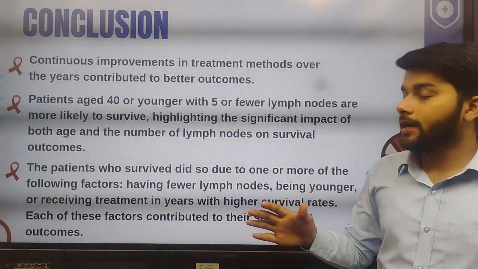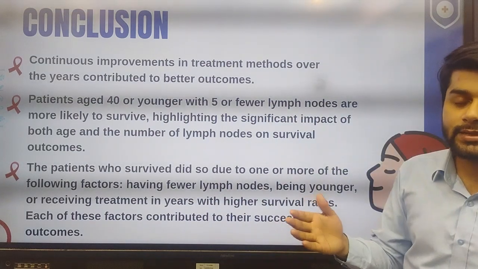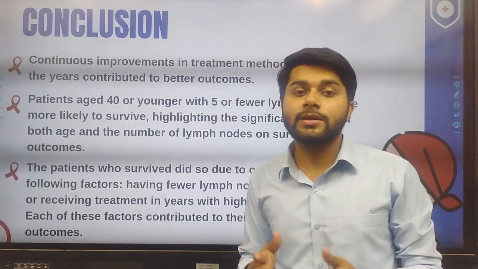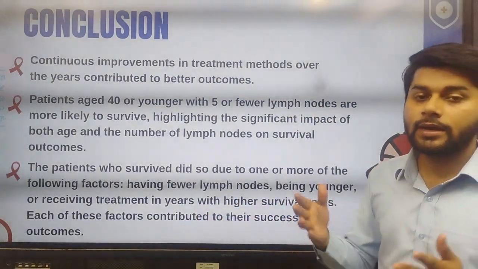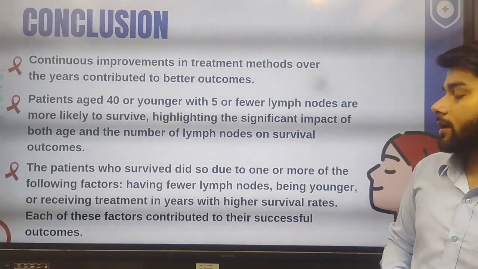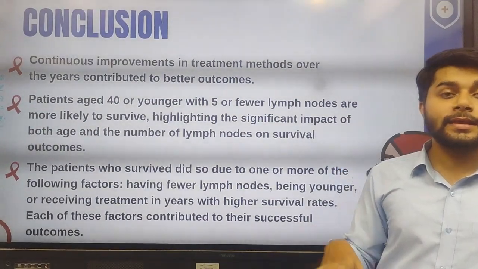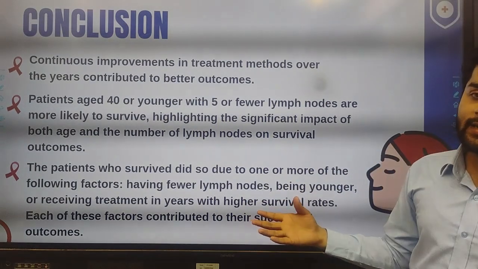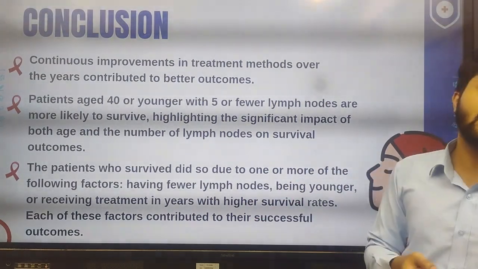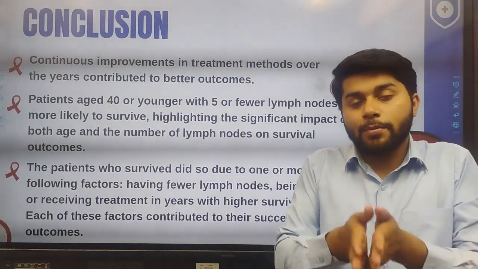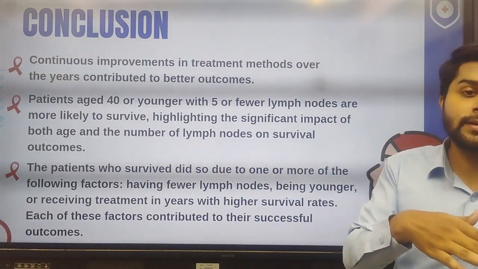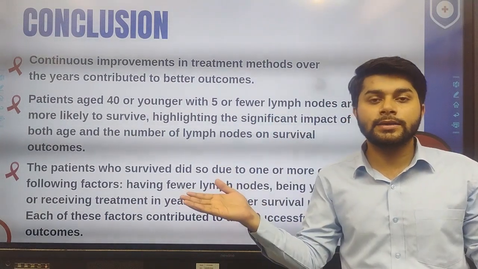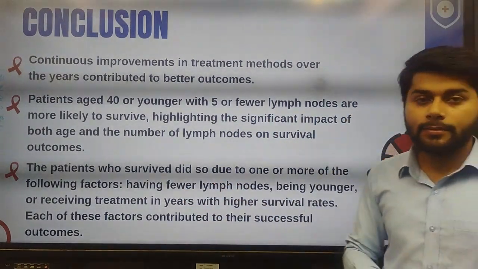The second point is that if the patient has lymph nodes 5 or fewer, or the age is also less than 40, the survival rate of that patient is much higher compared to the others. And the third point we concluded is that the number of patients who survived is due to some of these factors: either they have lower lymph nodes, or are younger in age, or the operation was performed in a successful year, meaning the years that have higher survival rates compared to the other years. So I am concluding.